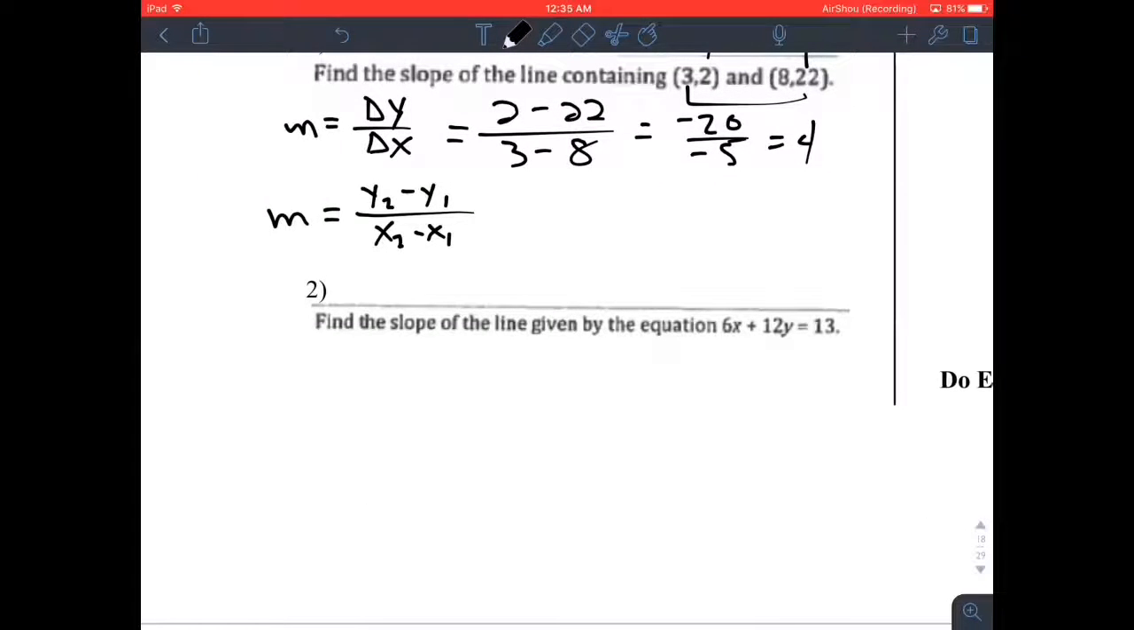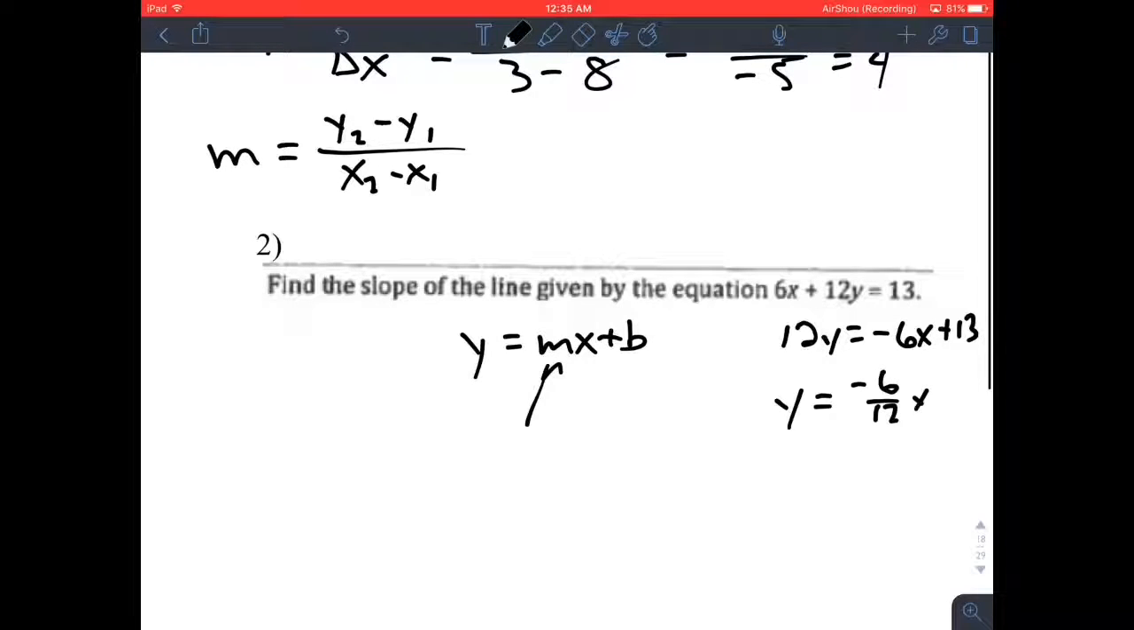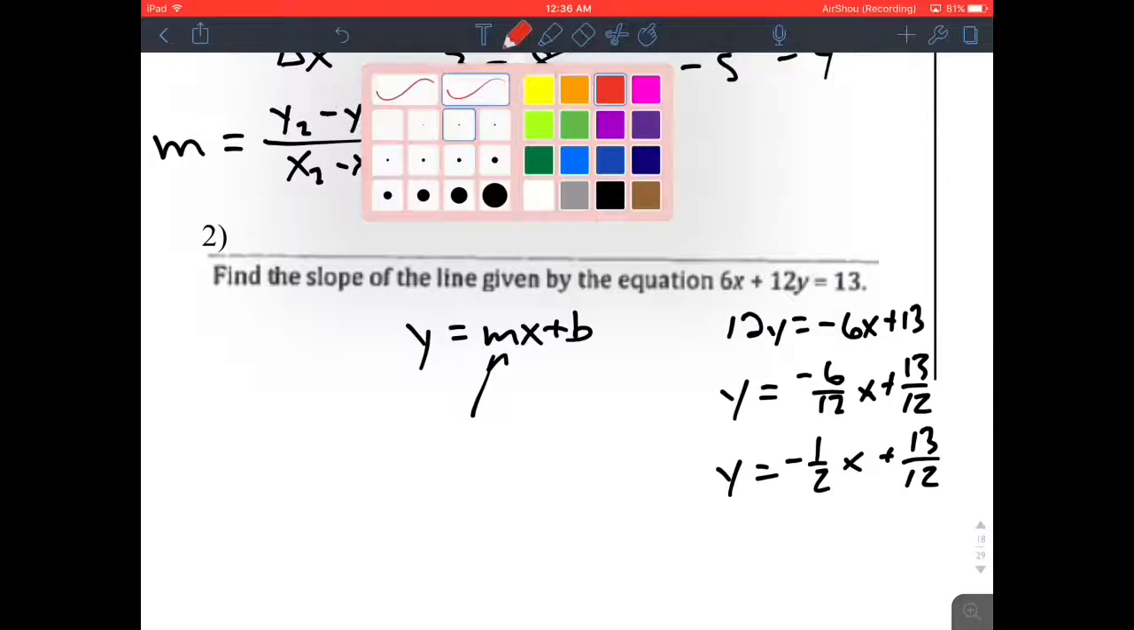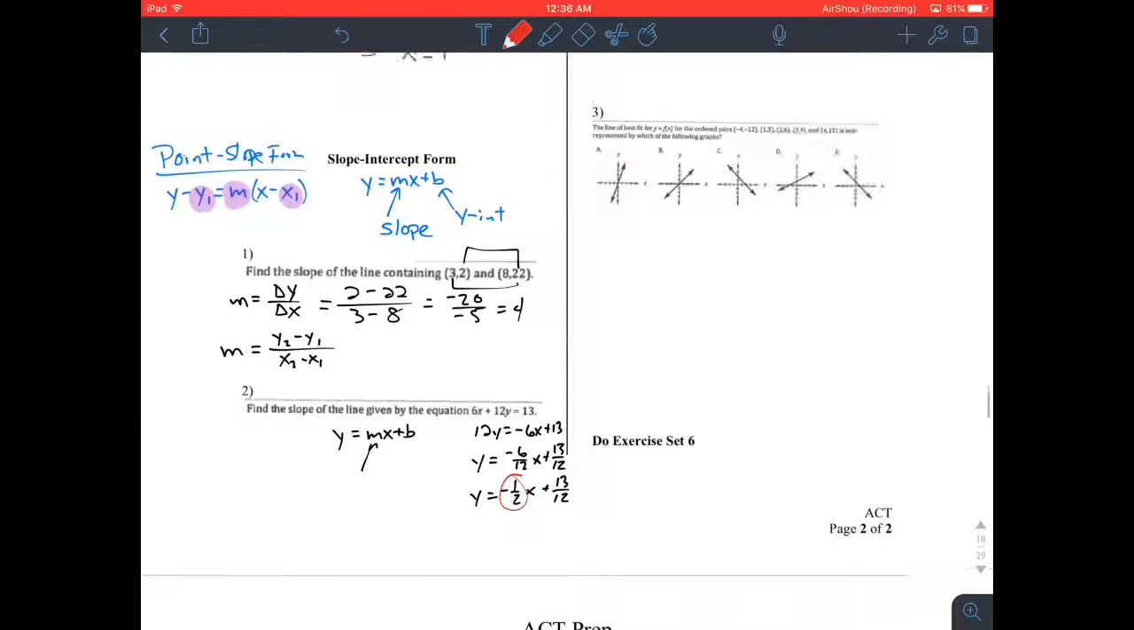Number 2, find the slope of a line given by this equation. Well, if we put it in slope-intercept form, we'll know what the slope is. It'll be obvious. So we're going to subtract 6x from both sides, and then divide both sides by 12. Negative 6 over 12 reduces to negative 1/2. And the y-intercept is 13/12, but we don't care because it just asks for the slope. The slope's negative 1/2. Oh, we're getting close to being finished. It's exciting.